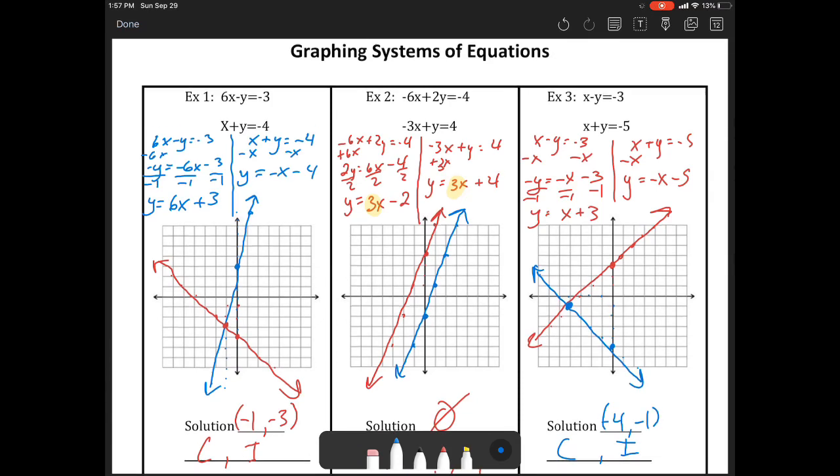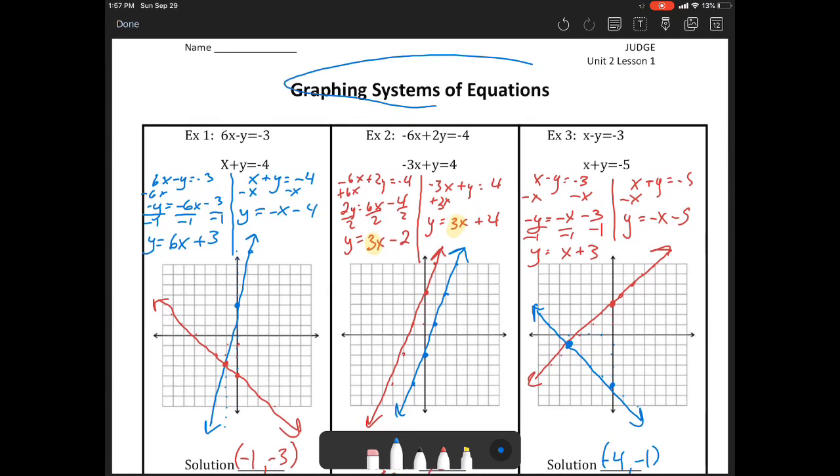So guys, that is graphing systems of equations. You should have 9 problems on your homework. Hope this helps you get through it.